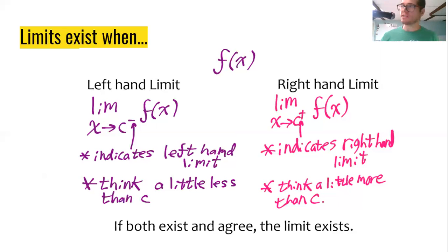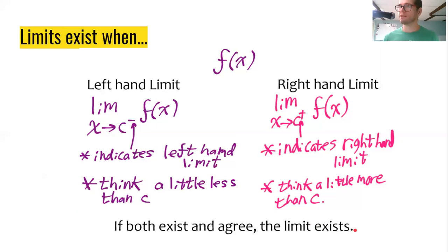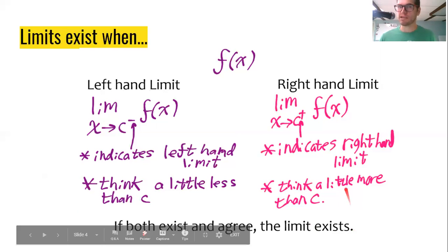But this bottom point down here is really the big thing that we want today. If both exist and agree, the limit exists. So it's something to keep in mind. And we're going to need that today.